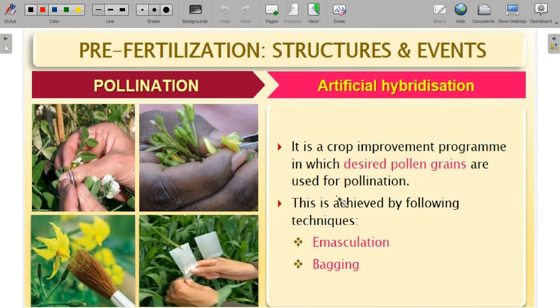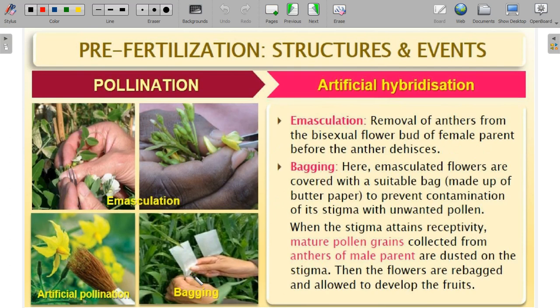So there are two important techniques that they are adopting, called emasculation and bagging. Now here you can see he is doing some emasculation work. Here some artificial pollination is done. Here some bagging is done. So what about all these things? Number one, emasculation. Imagine a flower is bisexual.